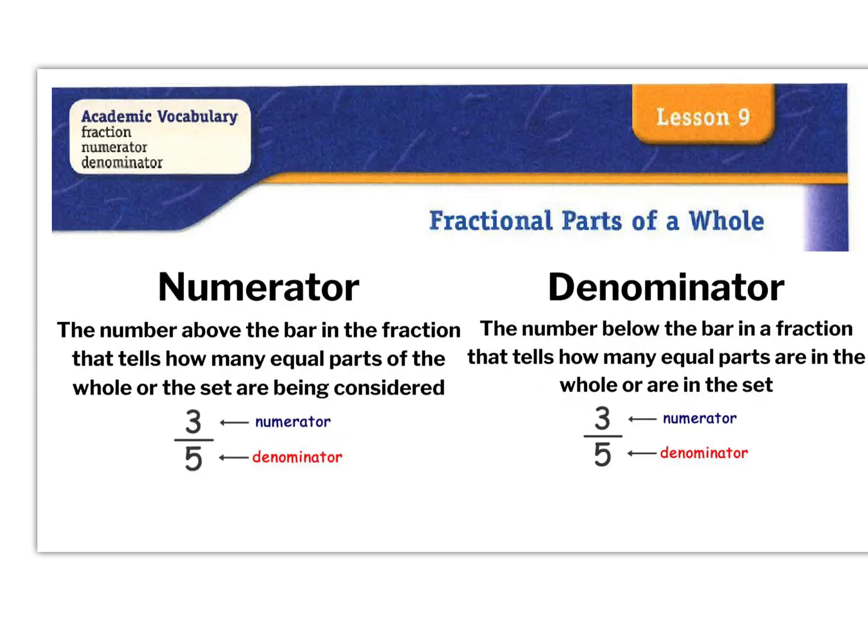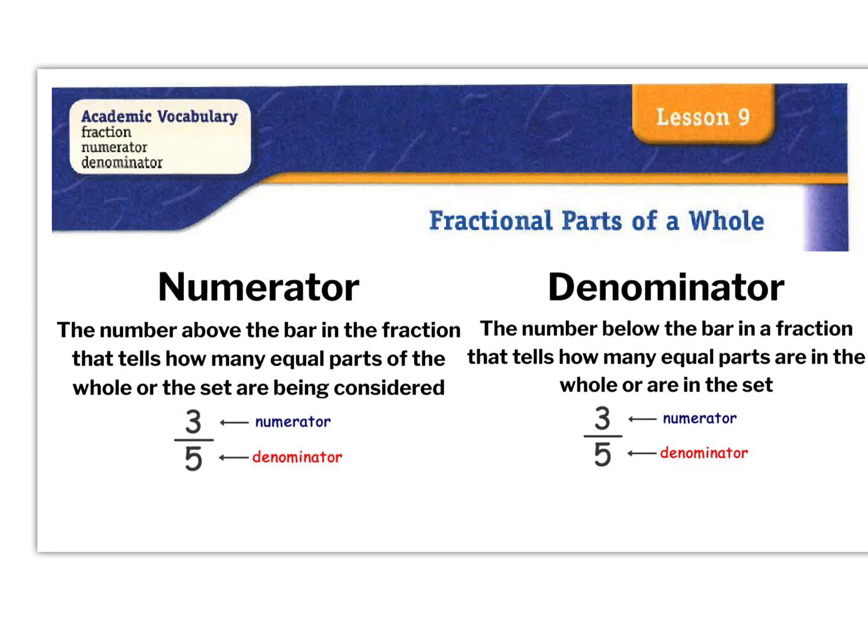So when we talk about a fraction, it has a numerator and a denominator. The numerator is the number above the bar in the fraction, and that tells how many equal parts of the whole or set are being considered. So 3 is the numerator. Then we have the denominator. The number below the bar in a fraction tells how many equal parts are in the whole or the set. So if we see this, we can see that there is 3 out of 5.